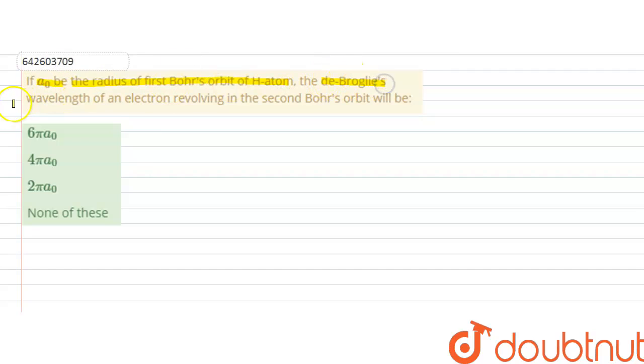Hello students, the question is: if a0 is the radius of the first Bohr's orbit of a hydrogen atom, the de-Broglie wavelength of an electron revolving in the second Bohr's orbit will be. So in this question, the radius of the first Bohr's orbit of the hydrogen atom is a0, and we have to find the de-Broglie wavelength of an electron revolving in the second Bohr's orbit.